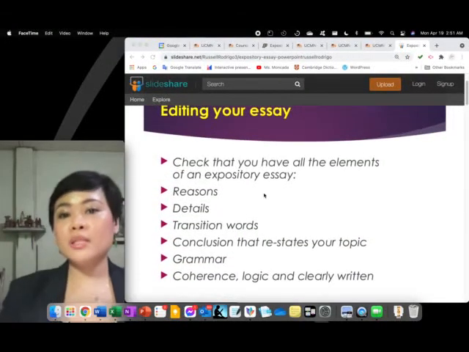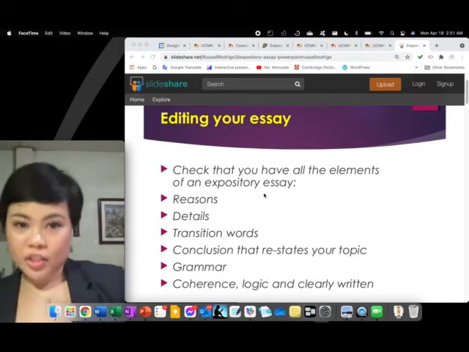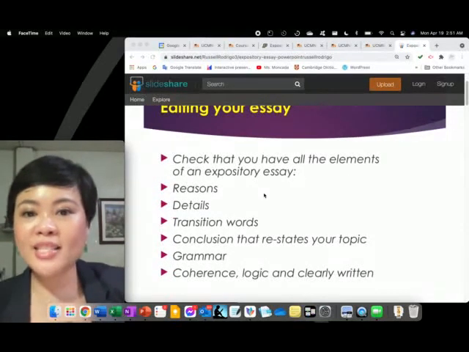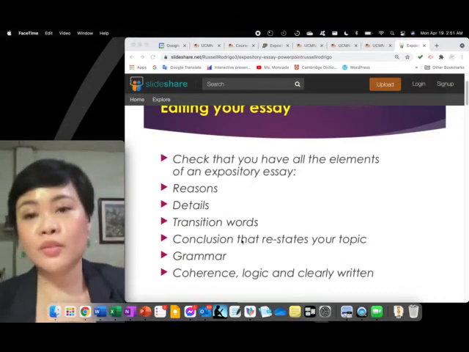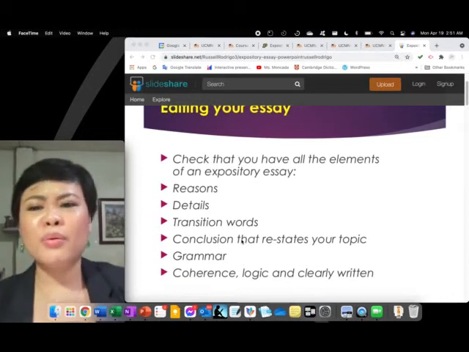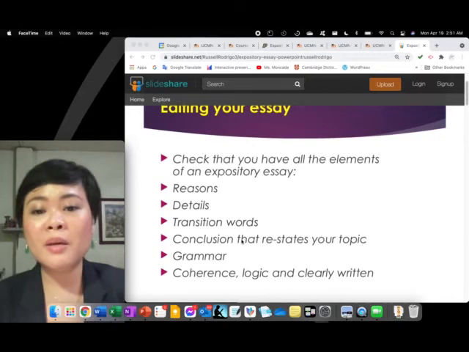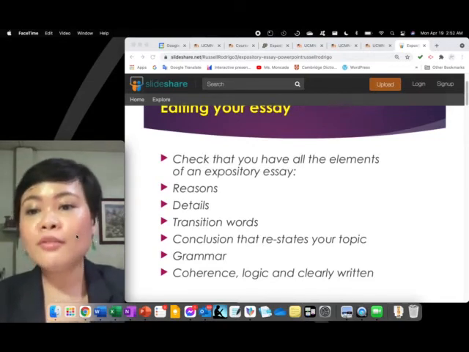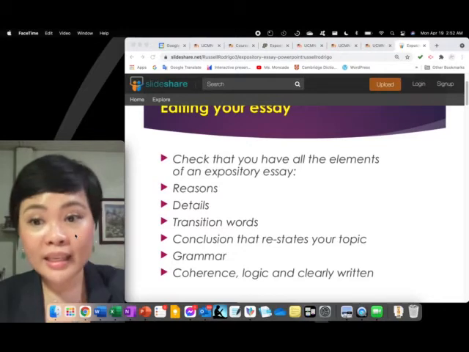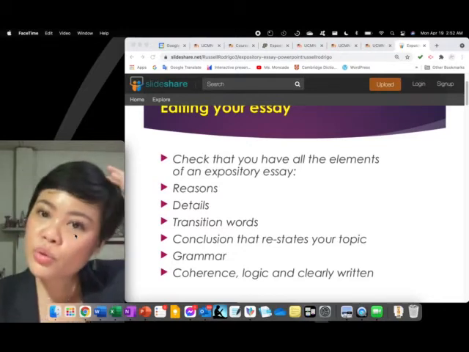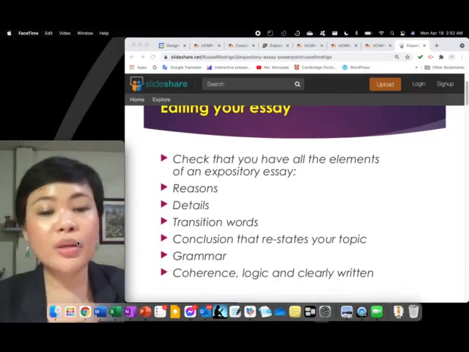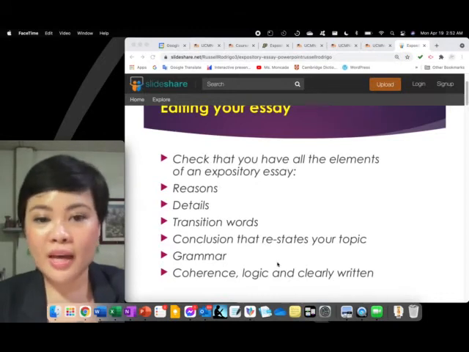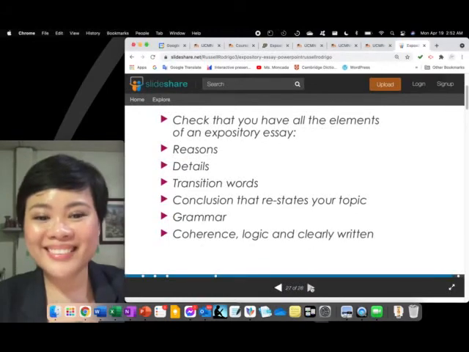Please, before submitting your essay to me, check that you have all these elements here: reasons, details, transition words, the conclusion. Sometimes students forget to write the conclusion. I don't know why. Maybe they run out of time, or patience maybe. Please do not forget the conclusion. And of course, please check your grammar. You can use Grammarly, or even Microsoft Word, which can check your grammar. And make sure that there's coherence, logic, and clarity in your essay. I'd really appreciate that.